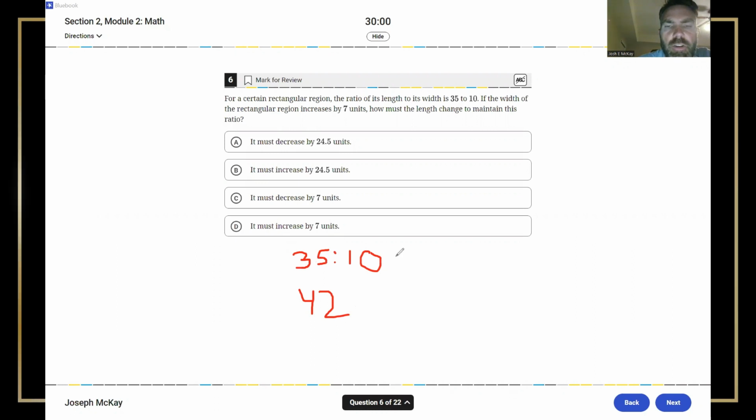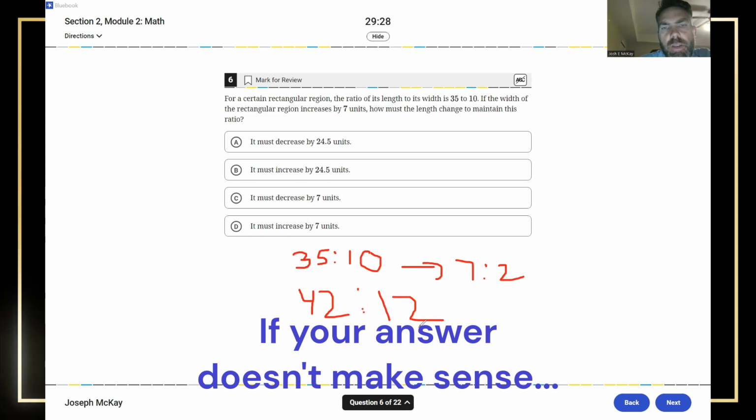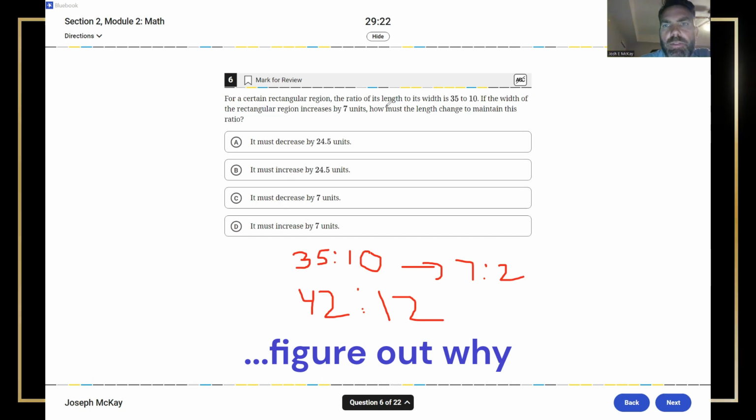If this is 35 units to 10 units, and to maintain that same ratio, which if I simplified it down, dividing both of these by 5, is a 7 to 2 ratio. So 42, 6 times 7 is 42, so 6 times 2 is 12. Let's decrease by 7 units. Oh, I read that backwards, sorry.